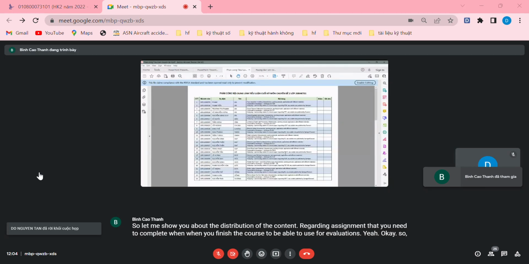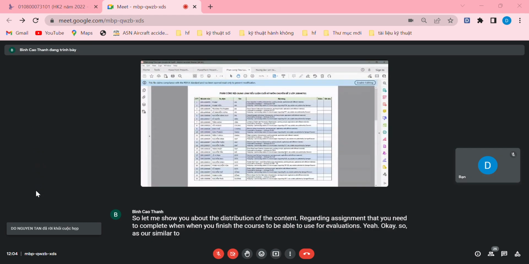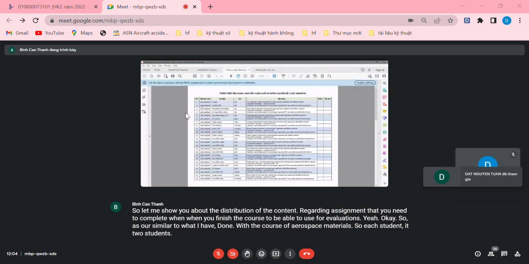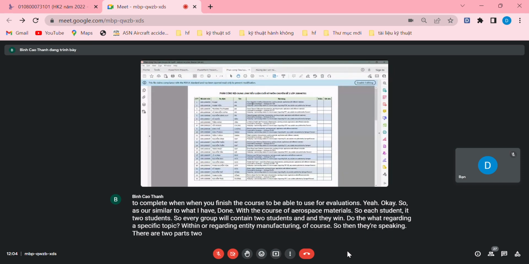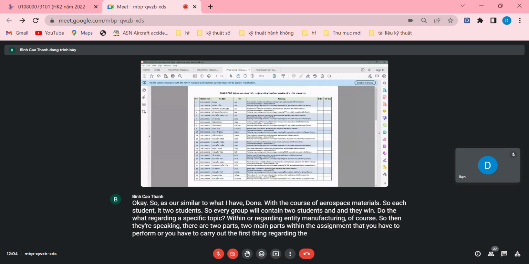Similar to what I have done with the course of aerospace materials, every group will contain two students, and they will do the work regarding a specific topic within additive manufacturing, of course. Generally speaking, there are two main parts within the assignment that you have to carry out. The first thing is the overview of the specific topic within additive manufacturing.